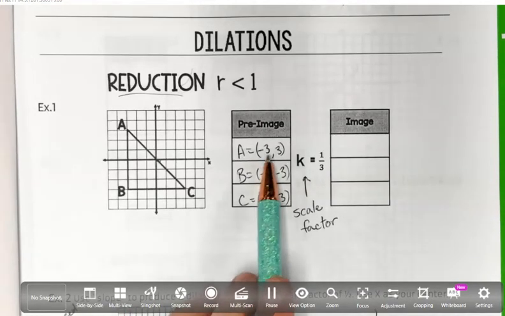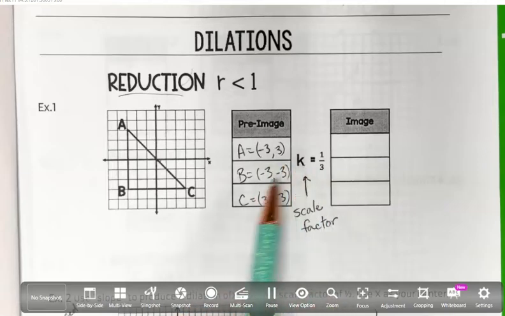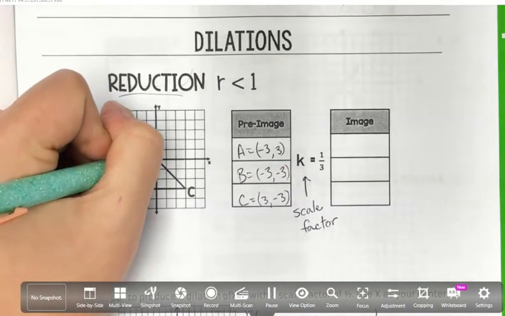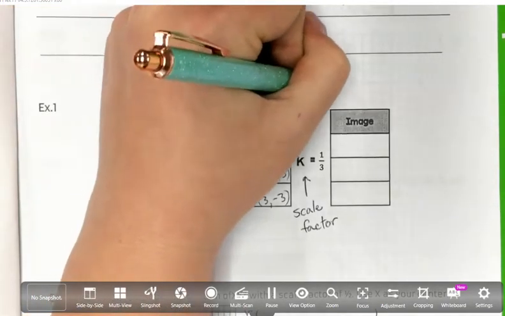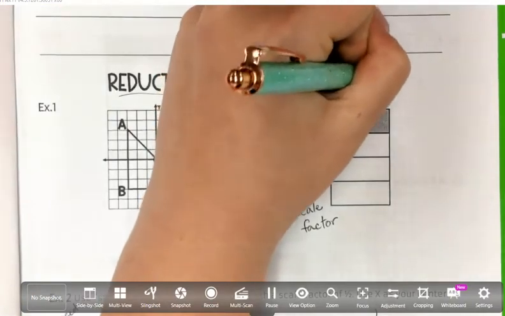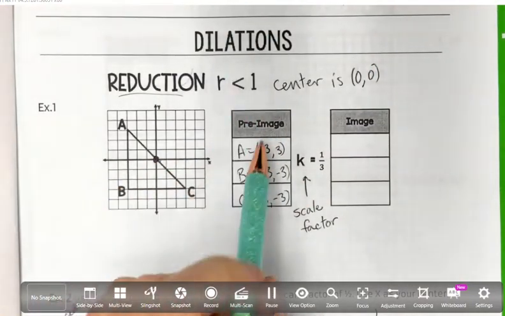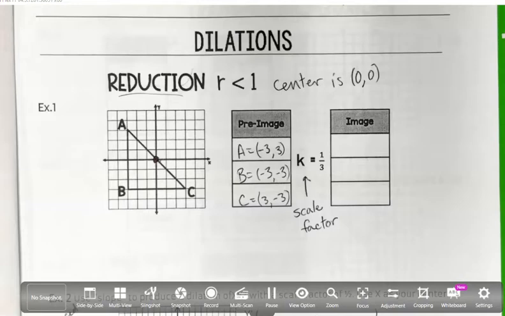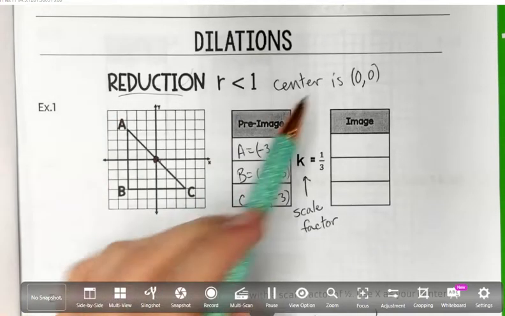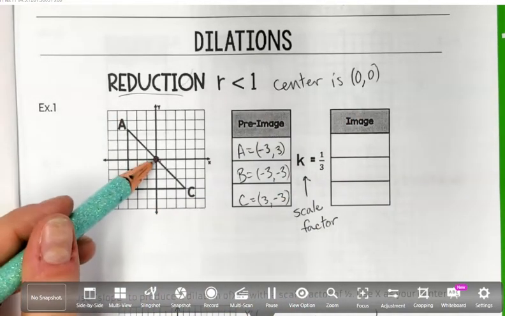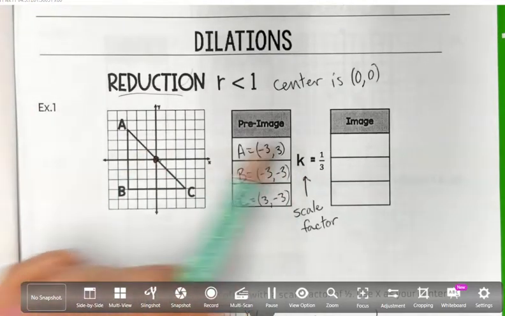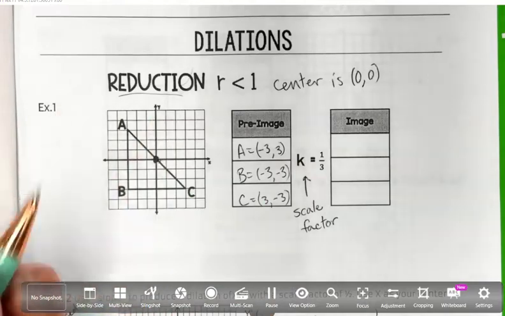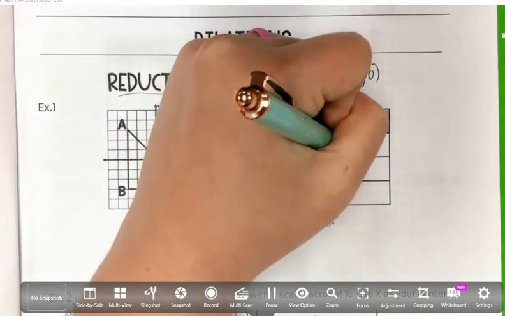So what we are going to do is take each of these points and we are going to multiply them by 1/3. And I'm also going to write this, the center is 0, 0, or we are dilating it about the origin, is another way you may see it. 0, 0 is called the origin. And so we're going to take all these points and we're going to multiply them by the scale factor. So 1/3 times -3 just happens to be -1.